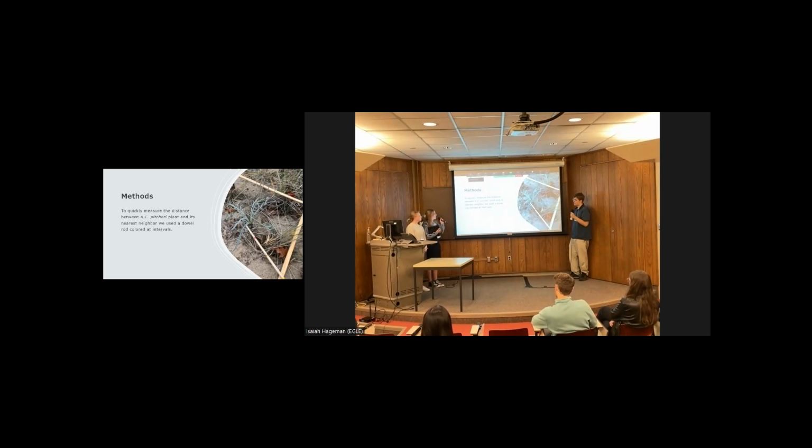We also measured the nearest neighbor. We created this rod that we marked with colored sections every 10 centimeters, just so that we didn't have to measure the exact distance between pitcher thistle and its closest neighbor. So we recorded the distance using the colored sections, and we also noted the type of vegetation that was closest to the pitcher thistle.